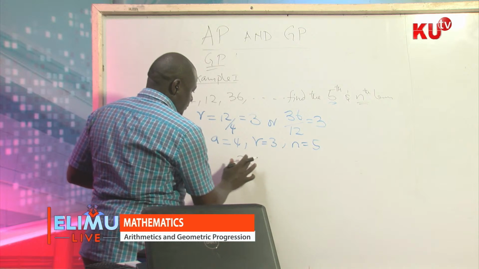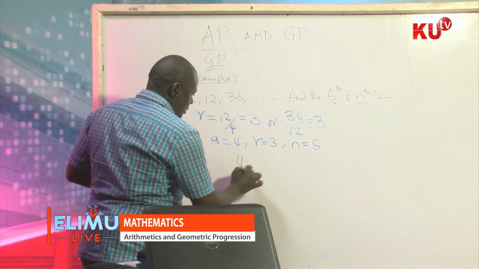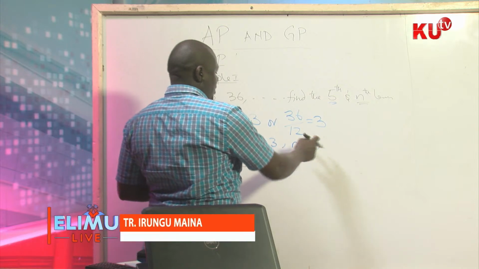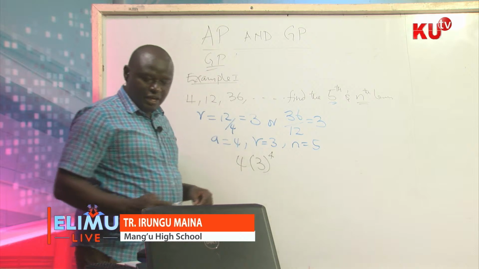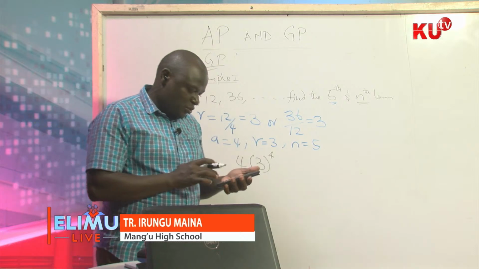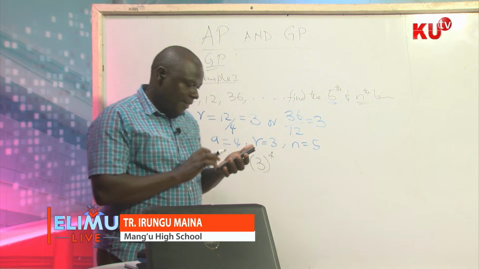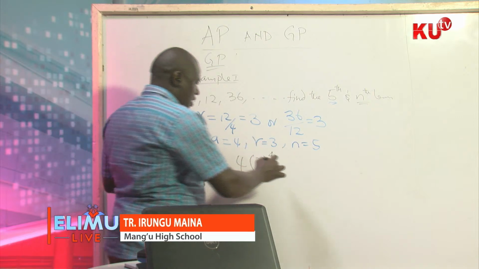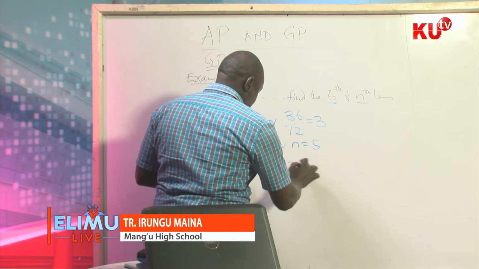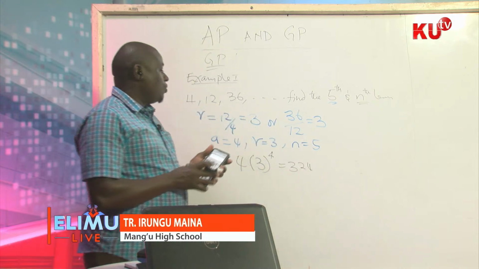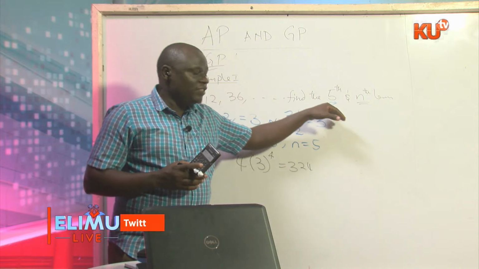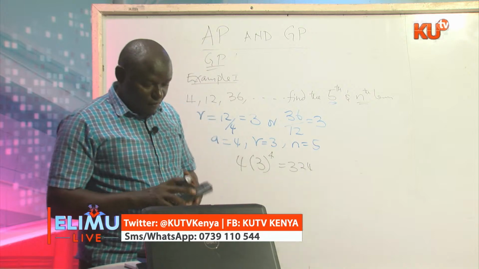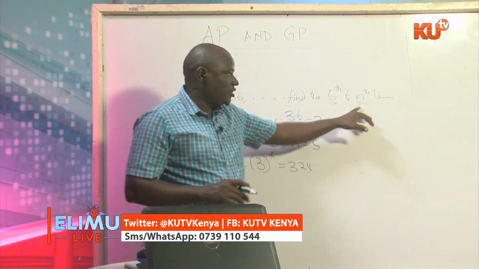Our A is 4 multiplied by R, which is 3, raised to power 5 minus 1, is 4. In that case, you take 3, you raise to power 4 first, you get 81, then you multiply by 4 and you get 324. So we can say confidently that our fifth term in this sequence is 324. What is the nth term?